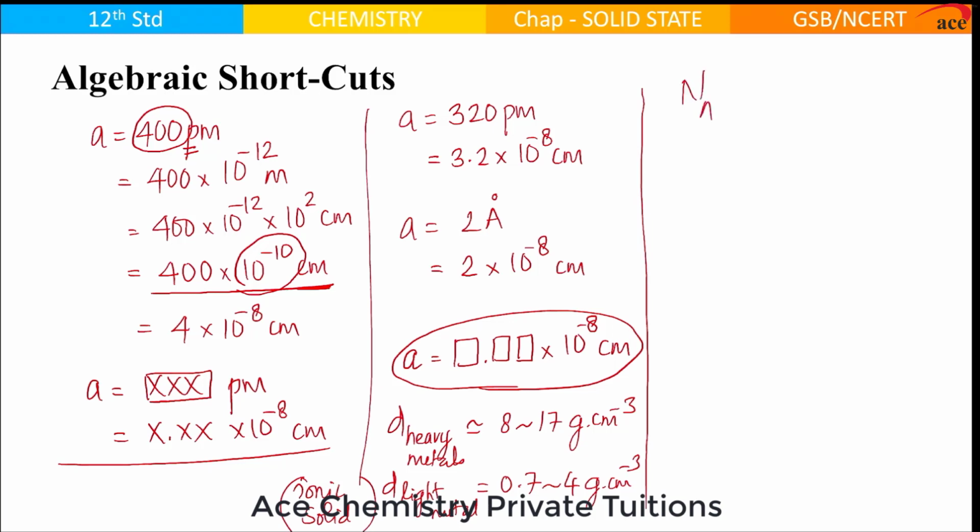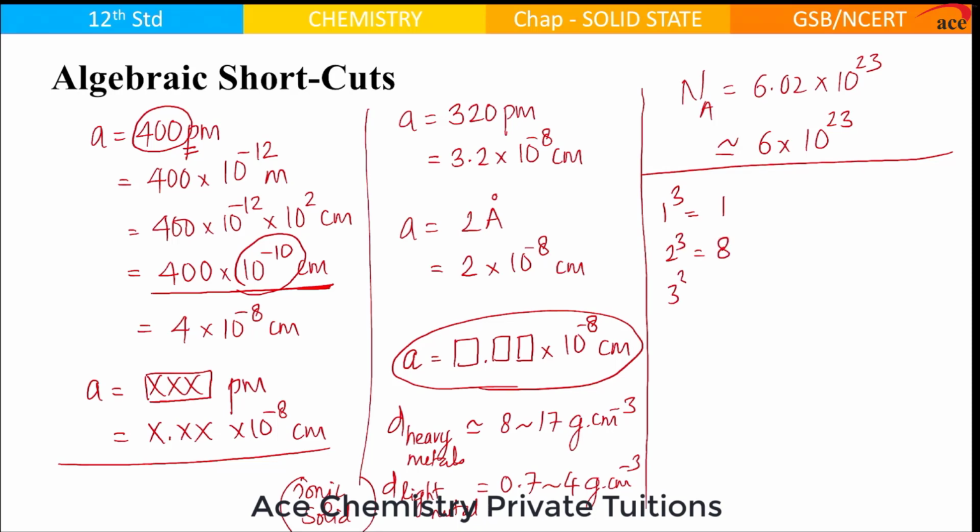Whenever you want to use Avogadro number in the chapter of solid state, you can very well write down 6 into 10 to the power 23 like this. And you want to do cube root. How to do a cube root? Remember, 1 cube is 1, 2 cube is 8, 3 cube is 27, 4 cube is 64, 5 cube is 125. So, somebody asks you cube root of 1, you know it's 1 only, cube root of 8 is 2.